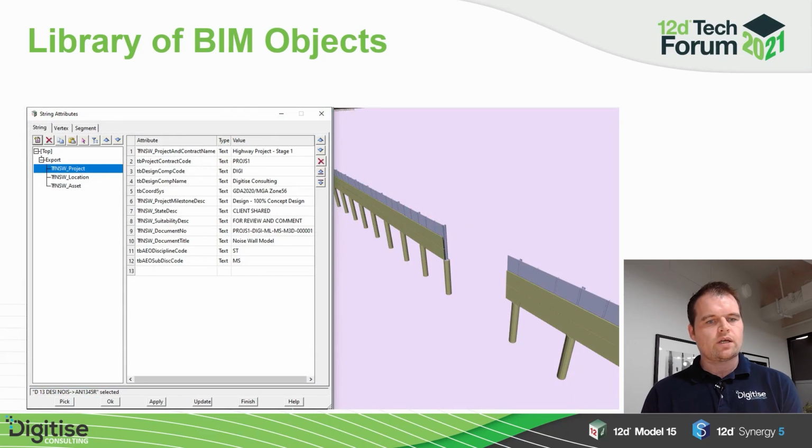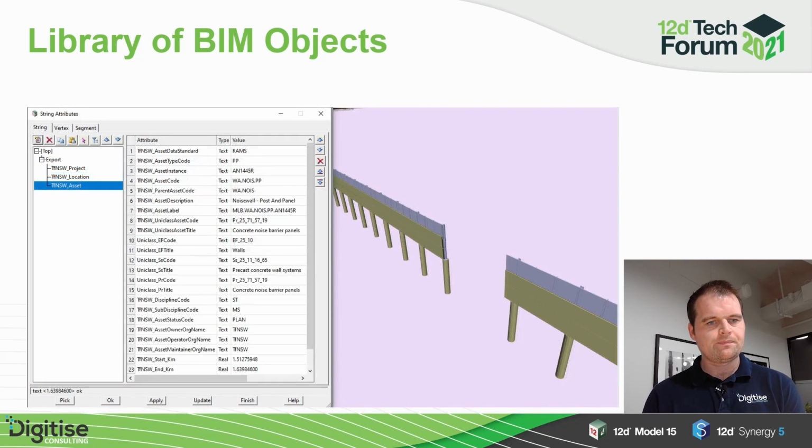So again, quickly, just looking at how we've applied these. Once we apply this function, you can see where all the project, location, and asset classifications are all added in. But obviously adding these attributes in this fashion can often be time consuming and can lead to errors.